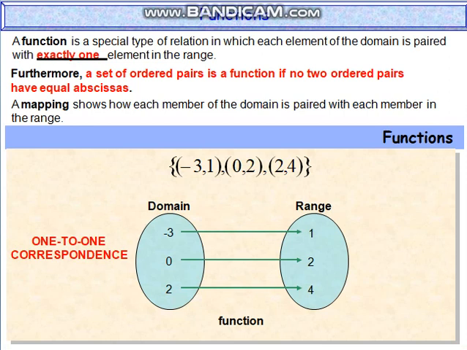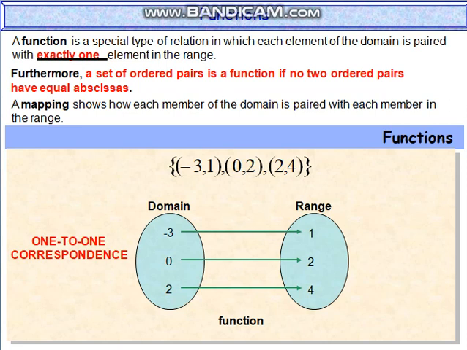Different types of functions are available in discrete structure theory. The first one is one-to-one correspondence, which means a one-to-one function. We take one example, a set: -3, 1, 0, 2, 2, 4. These are the elements of this set. For example, we suppose this function is x: -3, 0 and 2. These are the values of x.